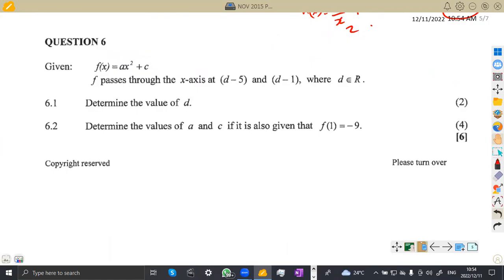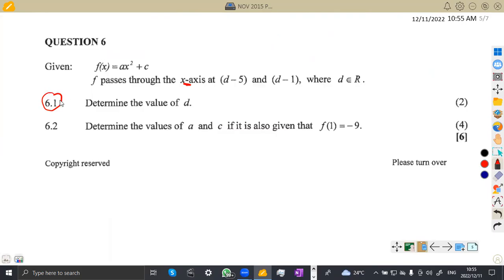We are given on question 6, f(x) is given as ax squared plus c. f passes through the x-axis at d minus 5 and d minus 1, where d is an integer. The question is, determine the value of d on 6.1, and that's 2 marks.